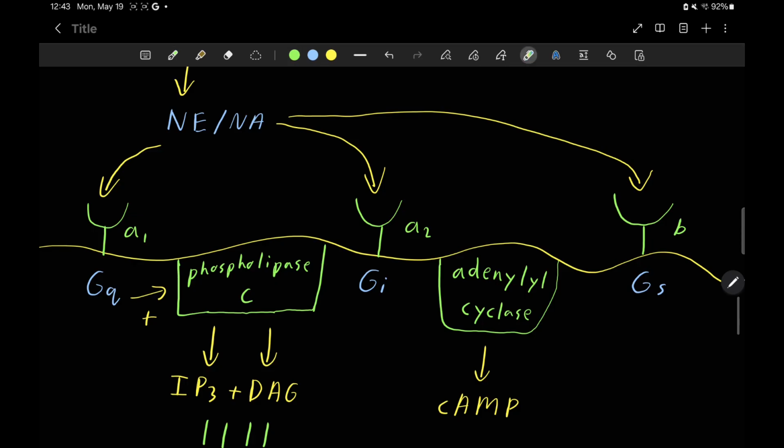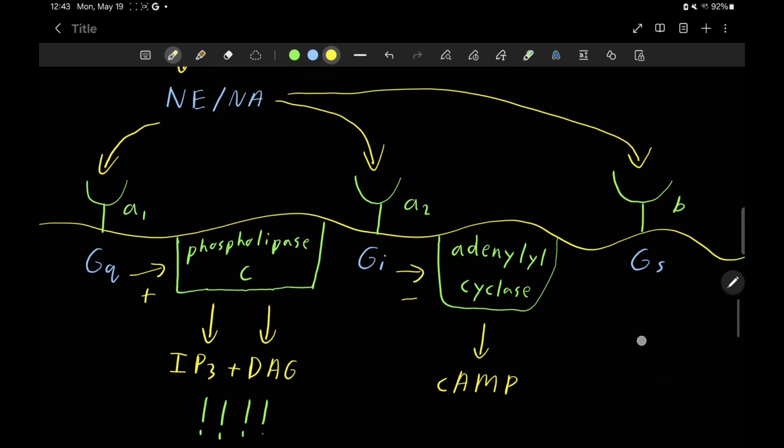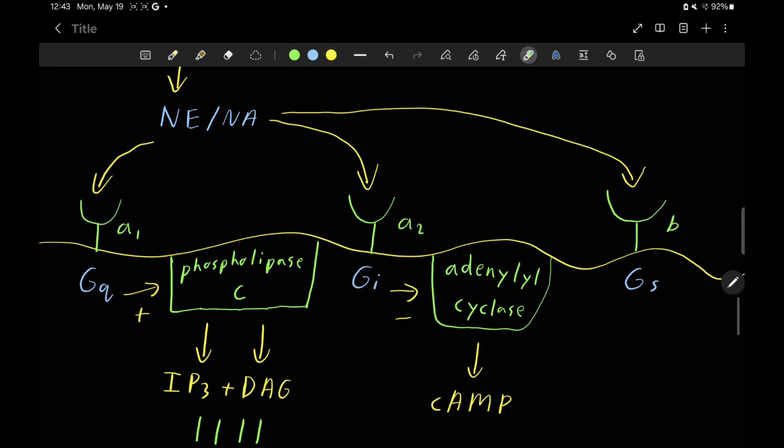So that's your alpha-1 receptor, but norepinephrine can also go off and bind to your alpha-2 receptors. And your alpha-2 receptors, instead of being associated with GQ proteins, they're instead associated with GI proteins. GI proteins, they lower the activity of your enzyme called adenyl cyclase. On the other hand, norepinephrine can instead go and bind to beta receptors, and beta receptors are linked to GS proteins, which also act on adenyl cyclase, but they increase adenyl cyclase activity.